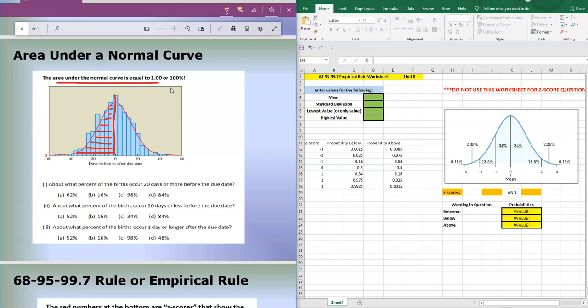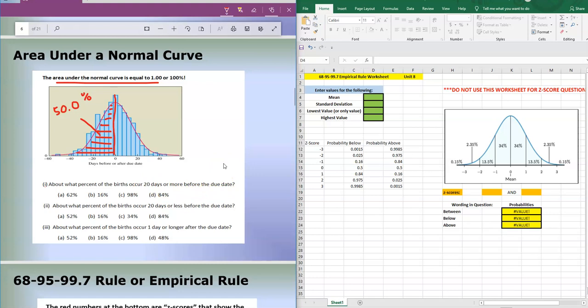What you do have to be careful about is that some of these questions ask you to put an answer in percent form to 1 decimal place. So assume I have to say what percent of births take place before the due date, then I would answer that as 50%. But if it said take it to 1 decimal place, I'd have to put the extra 0. That is how you write 50% to 1 decimal place. So that would be the percentage below the mean and also the percentage above the mean. Then let's look at this one. About what percent of the births occur 20 days or more before the due date?